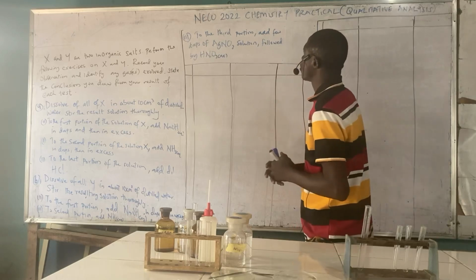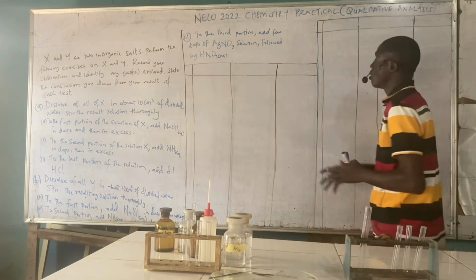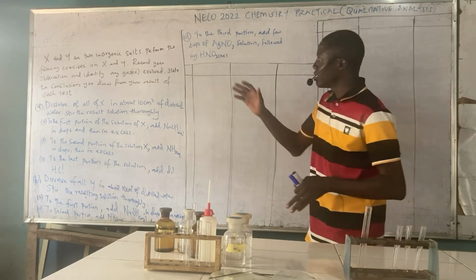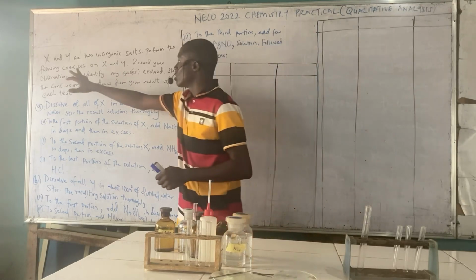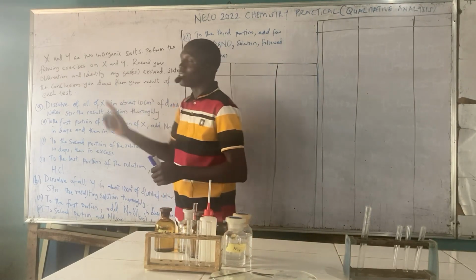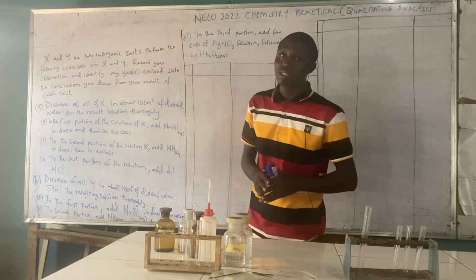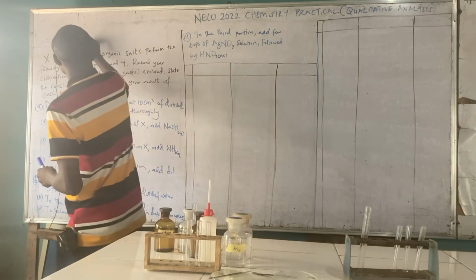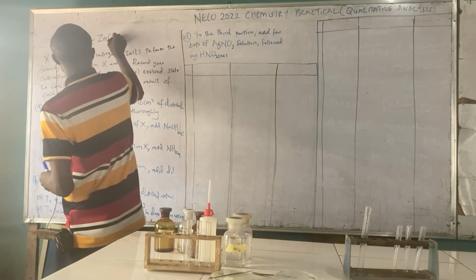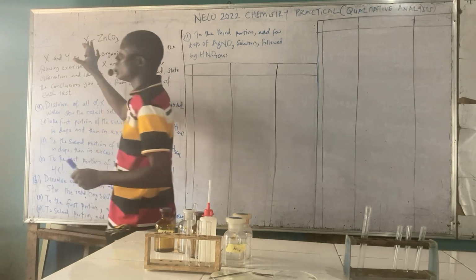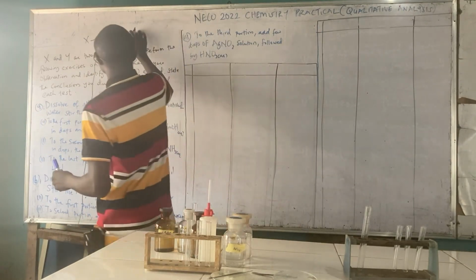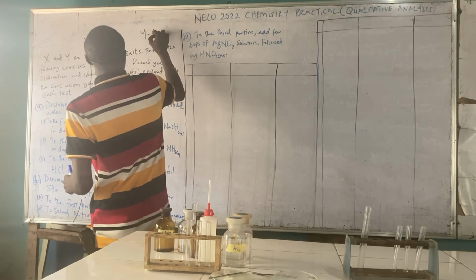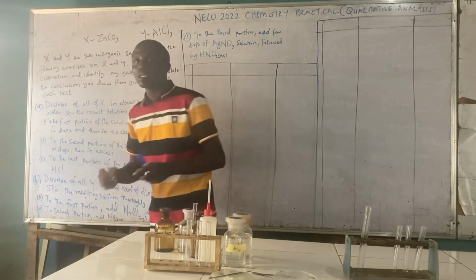Today I'm going to be considering NECO 2022 chemistry practical under the branch of qualitative analysis. I've discussed volumetric analysis, and this year we are given two salts labeled X and Y, and these two salts are inorganic salts. Basically, X is zinc carbonate, an insoluble salt, and Y is aluminum chloride, which is a soluble salt.